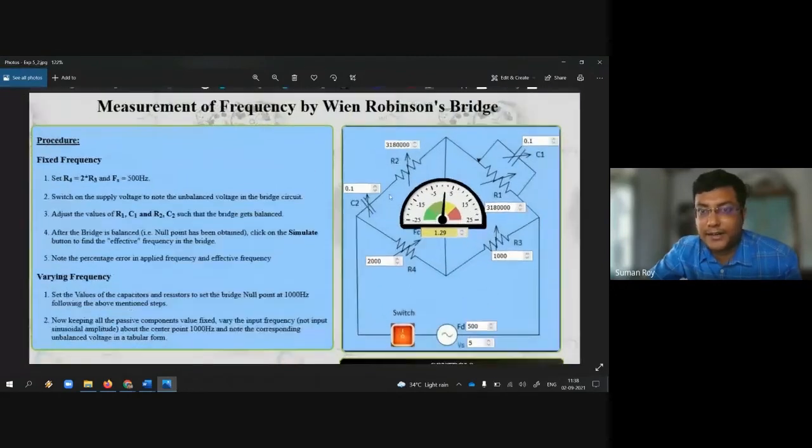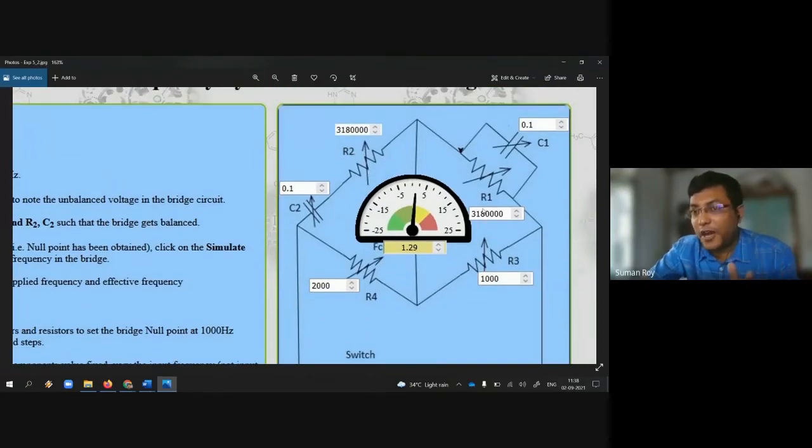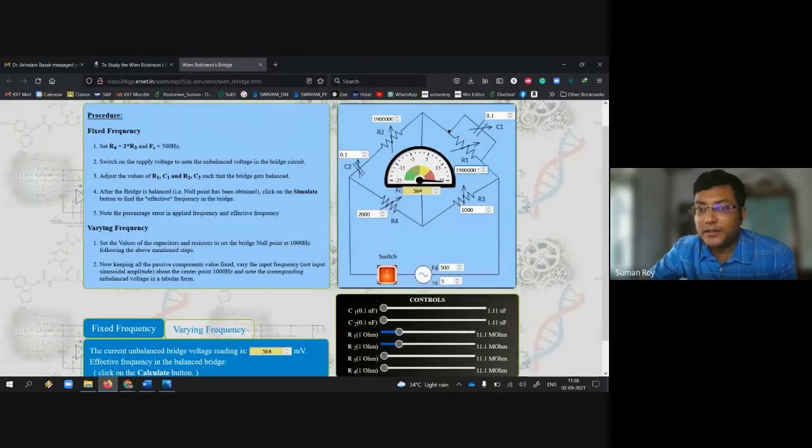You can see my screen right now. So these are the values. I have used 1000 for R3, 2000 ohm for R4, C2 and C1 kept at 0.1 farad, and for R1 it is 31840 and 31840. Okay, so we can use this result. 31840. Let me check once again. 31840. Yes, it is coming 1.29, so within this ±5 range.